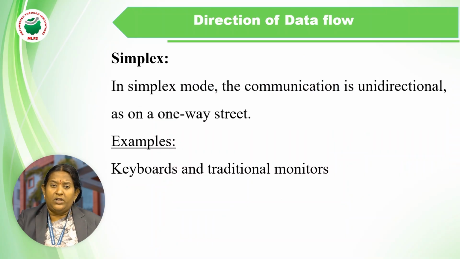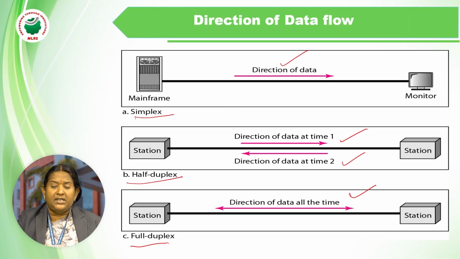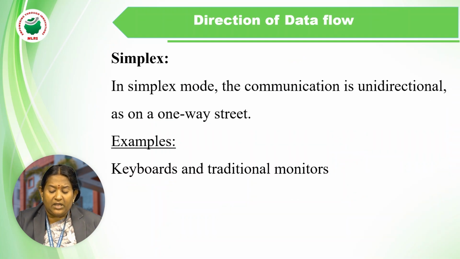The simplex form. What is meant by simplex form? As we have discussed here, the direction of flow will be from mainframe to the monitor. So in simplex form, the communication is unidirectional, as in a one-way street. Keyboards and traditional monitors. When we are typing a message or text on the keyboard, that will be seen on the monitor. It will be in a one-way direction. So if we type from here, that will be displayed on the monitor in a simple manner. Examples are keyboard and traditional monitors.